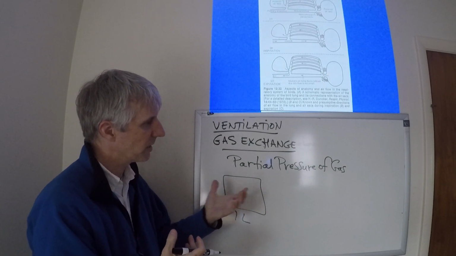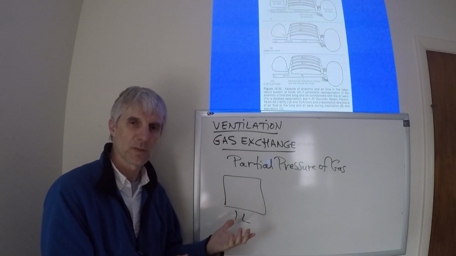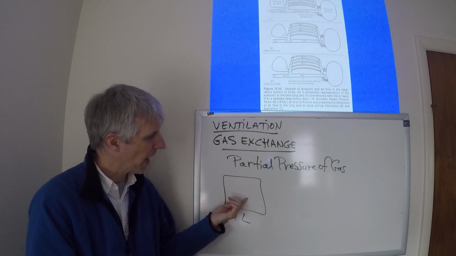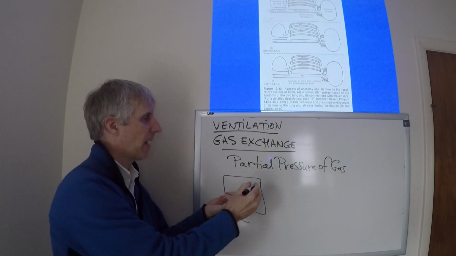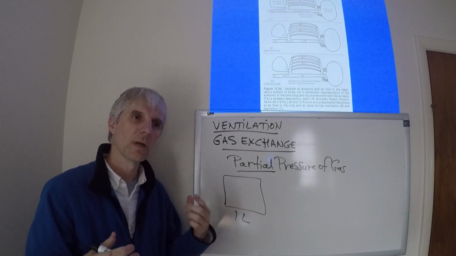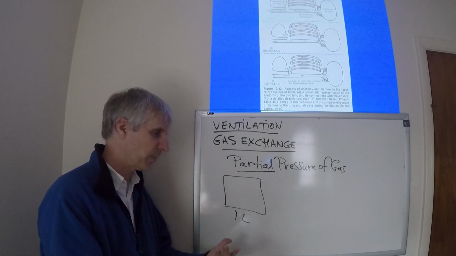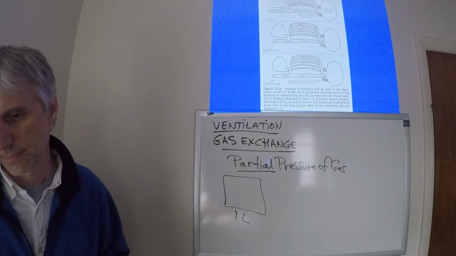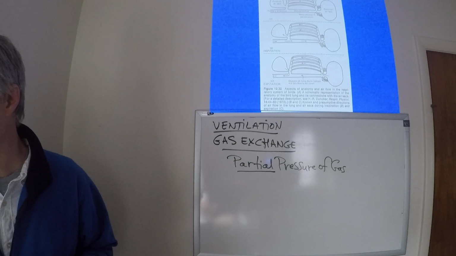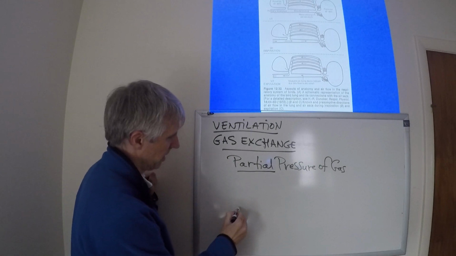And the amount of pressure that each of these gases generates depends on the amount of the gas within this liter. So all I would have to do is figure out, how much of this air is oxygen? That would give me the partial pressure of oxygen. How much of this air is CO2? That's the partial pressure of CO2. How much of the air is nitrogen gas? That's the partial pressure of the nitrogen gas. Okay?